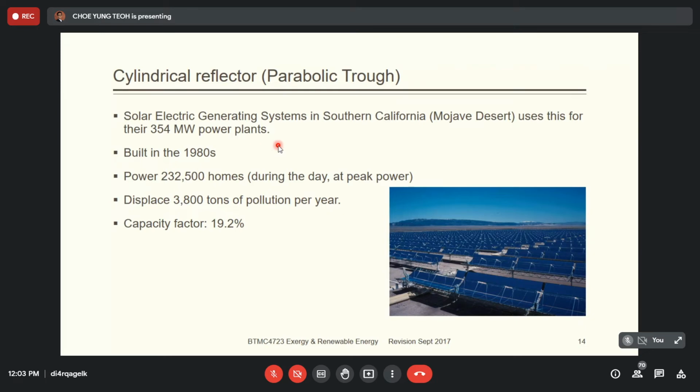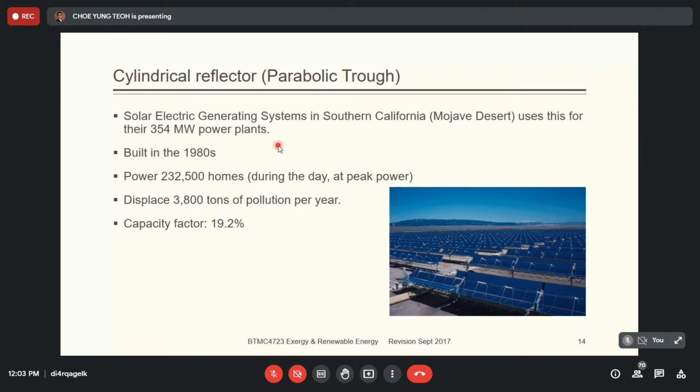Okay, do you know that this system, yes, in the daytime, will generate electricity using solar energy. But in the nighttime, or maybe on a cloudy day, they will use natural gas to heat up the water because they want to continuously run the power plant.